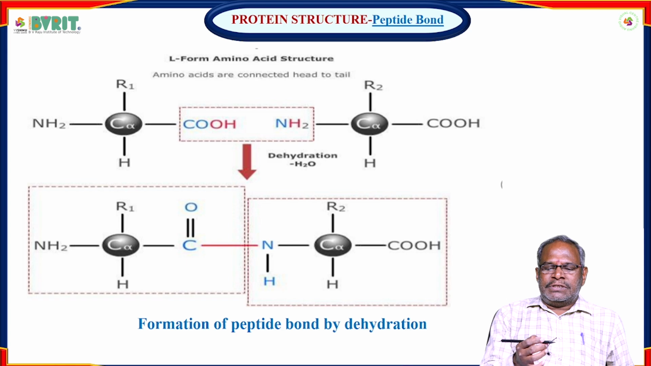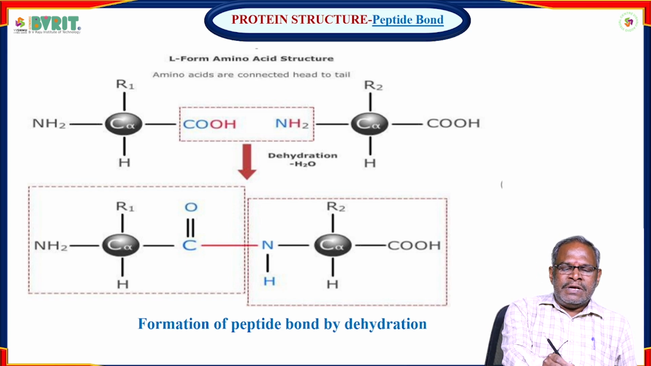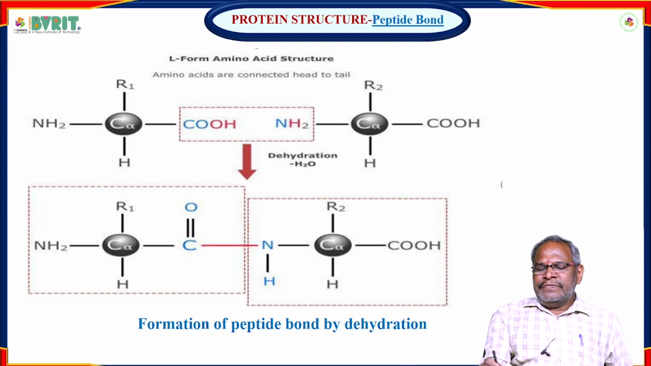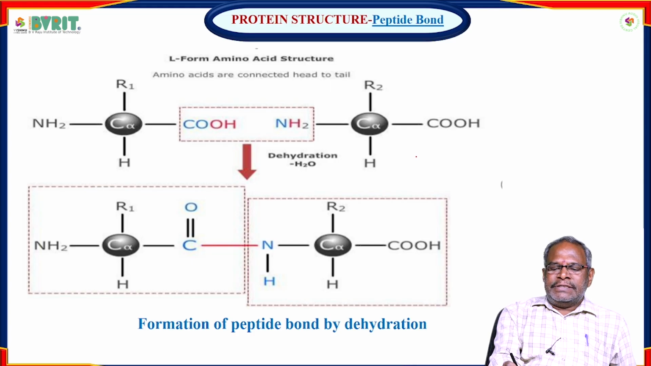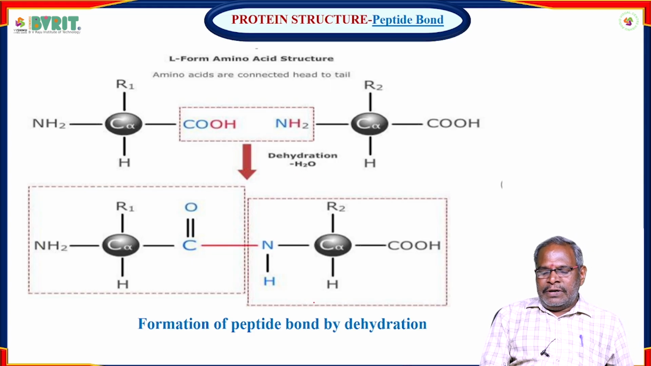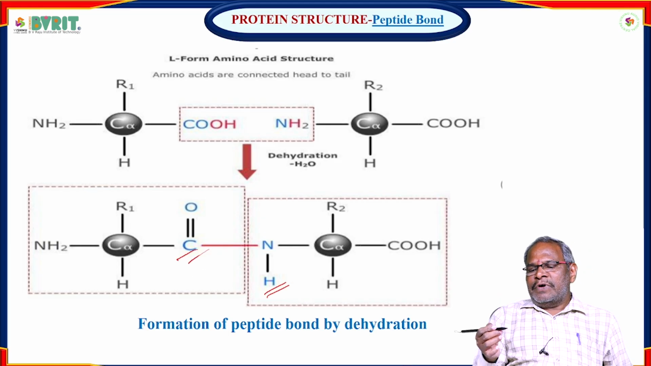This is the first starting: the first one is one amino acid, and the second one is the second amino acid. Dehydration occurs here, with removal of a water molecule, which forms the protein molecule. This is the peptide bond formula, C double bond O and NH.